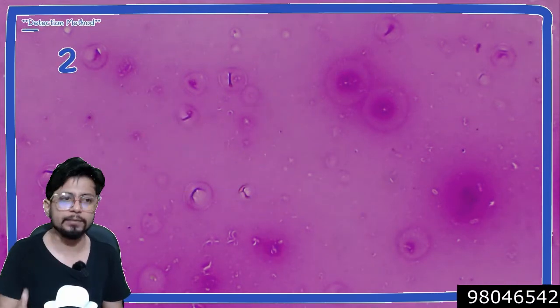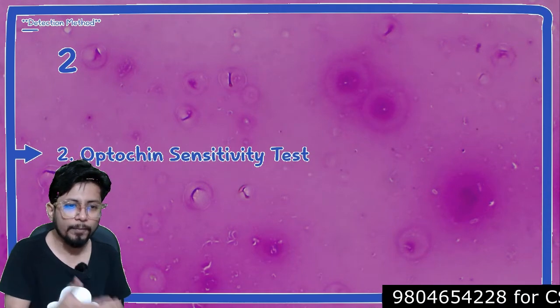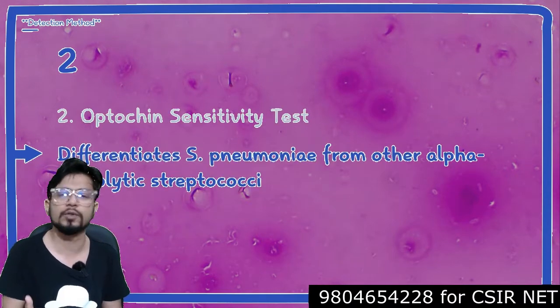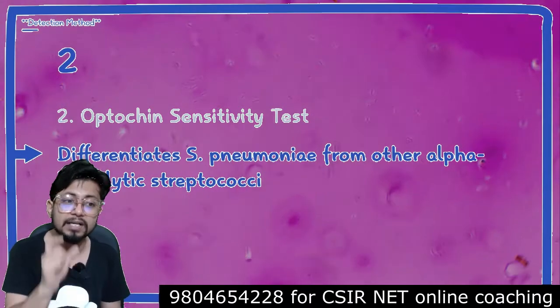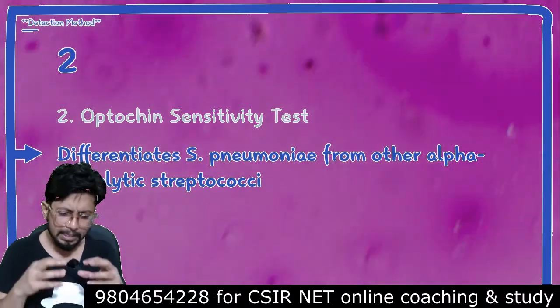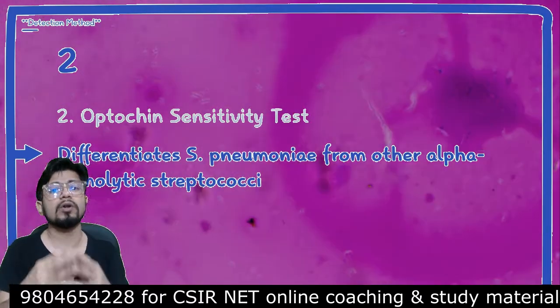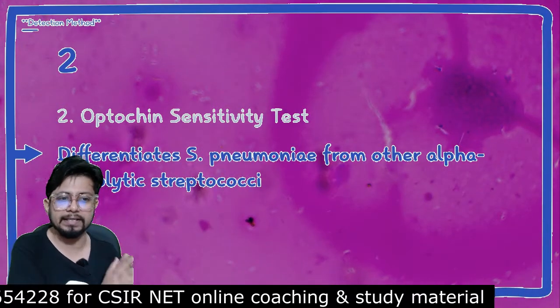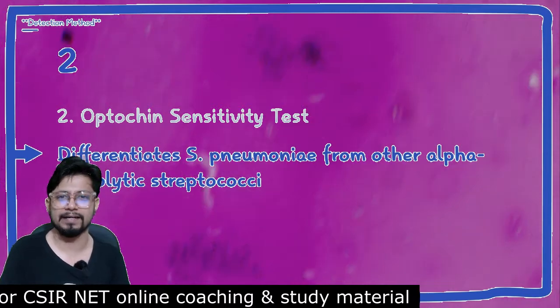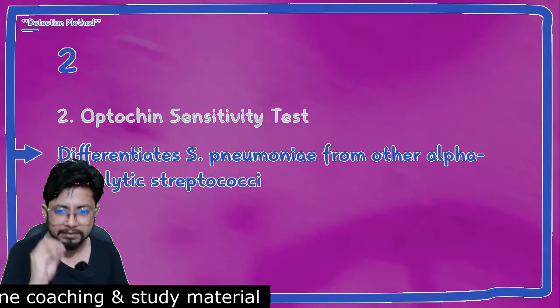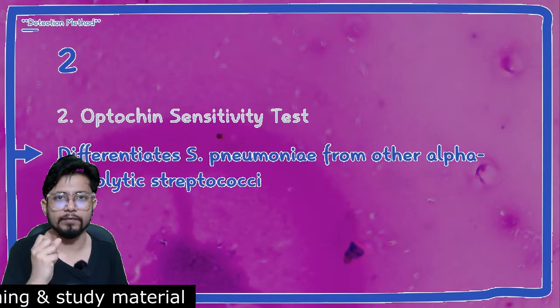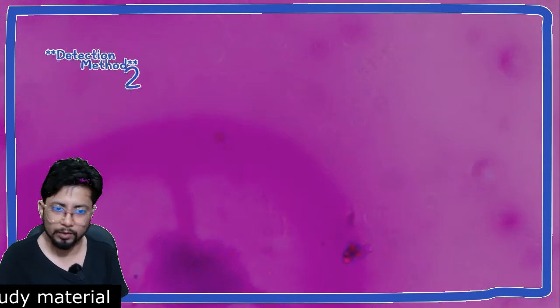The second method that we use is the optochin sensitivity test. What is the optochin sensitivity test? It differentiates Streptococcus pneumoniae from other alpha hemolytic streptococci, because Streptococcus pneumoniae is not the only bacteria that can break down the red blood cells in the agar. There are other bacteria that can do that, but this test can differentiate from the other alpha hemolytic streptococci.